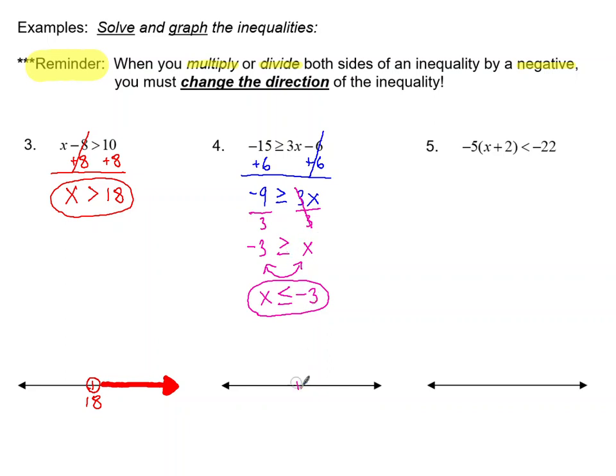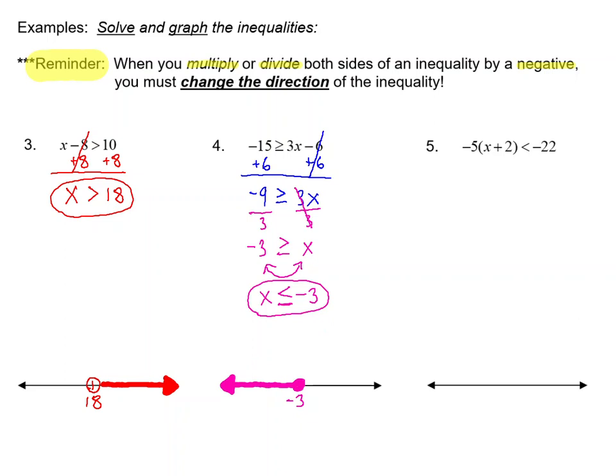Negative 3 is my important number, so I'm going to put it right here in the middle. I have the equal to part, so I get to include it with a closed circle. And now let's see which way we're graphing. It is less than negative 3, so I'm going to graph to the left. And that's it. We've done 2 of them.